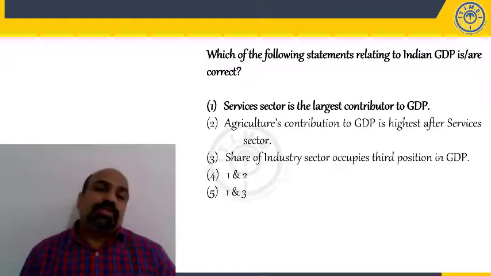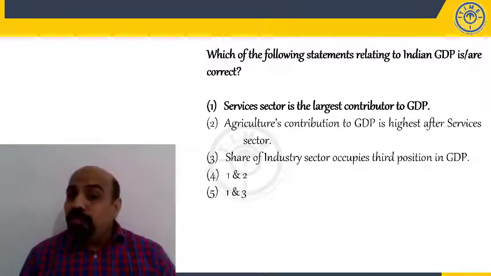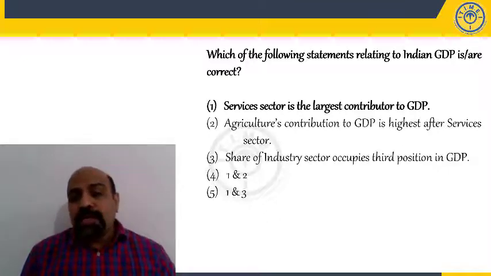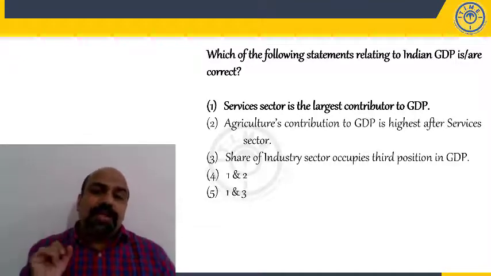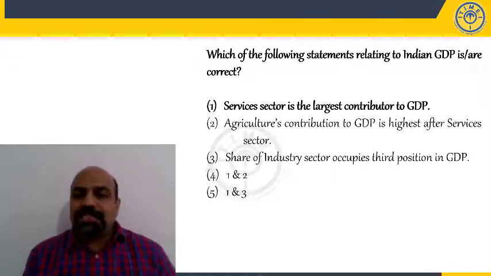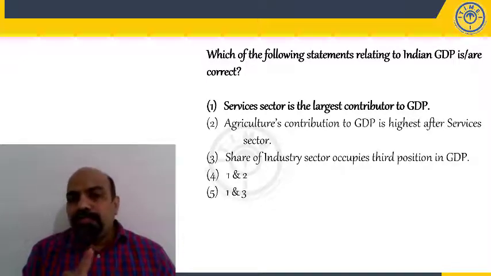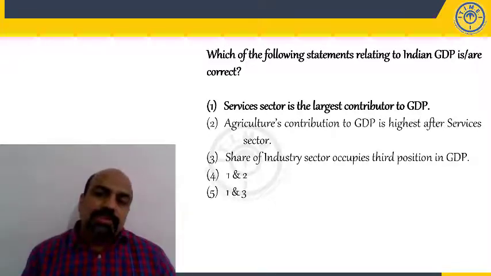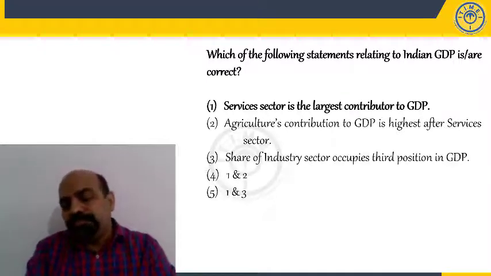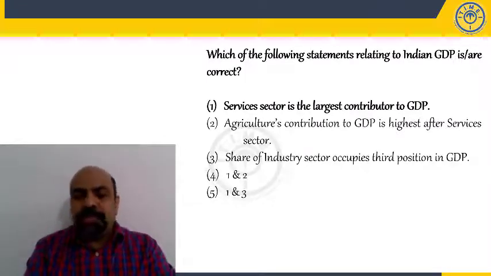44% of India's total labor force of 52 crores works in the agriculture and allied sectors: horticulture, floriculture, plantation, everything. 44% of 52 crores works in the primary sector. So 44% contributes 14%. Next.